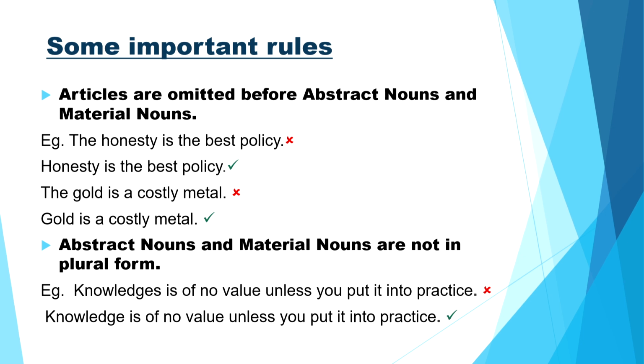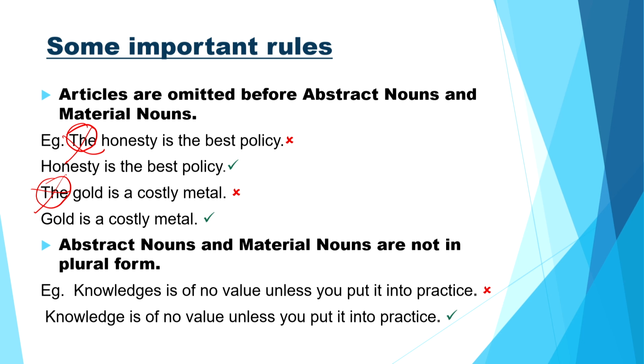First, articles are omitted before abstract nouns and material nouns. For example, the honesty is the best policy. So, according to the rule, the will be omitted, hence the correct statement would be honesty is the best policy. The gold is a costly metal, again article the would be omitted, hence the correct statement will be gold is a costly metal. Moving on, another rule, abstract nouns and material nouns are not used in plural form.